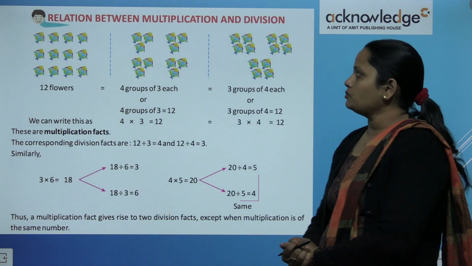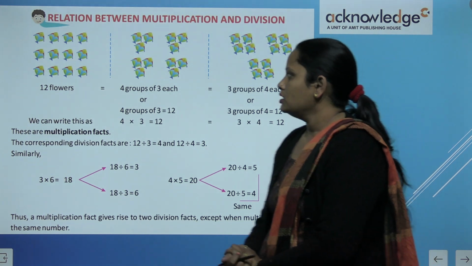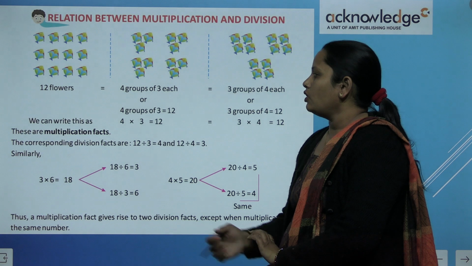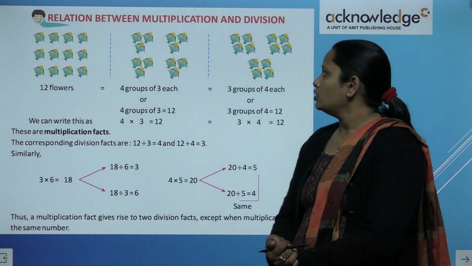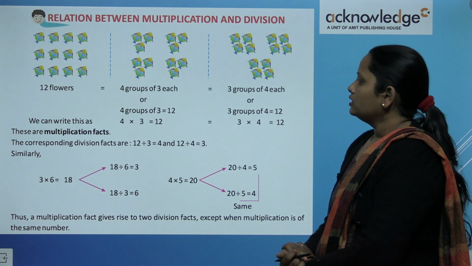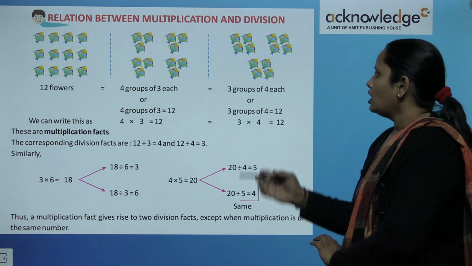Now relation between multiplication and division. क्या relation है इन दोनों के बीच में? So you can see there are 12 flowers. Now 4 groups of 3 each. 4 group है 3 each के. Or we can say 4 multiply 3 is 12.